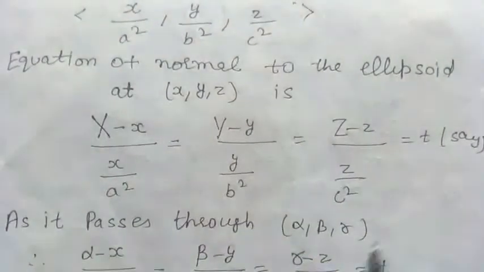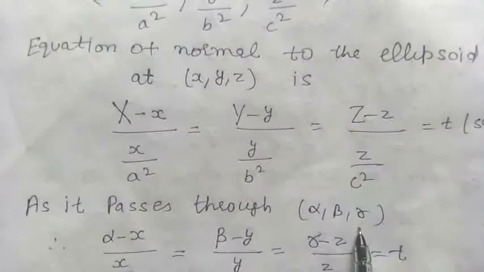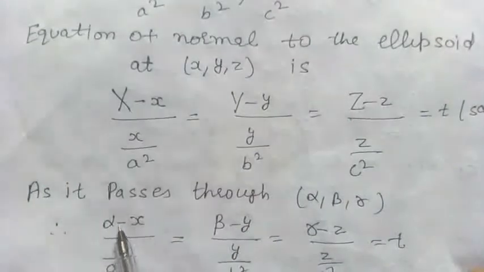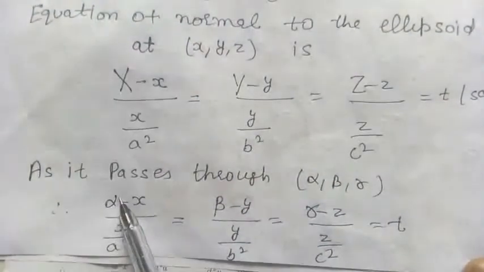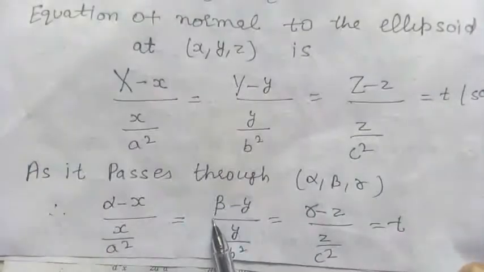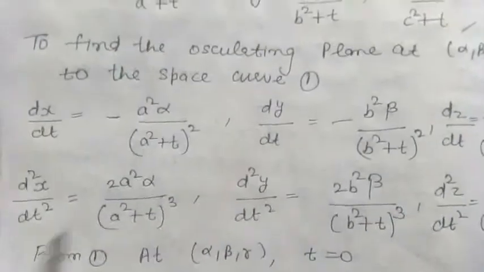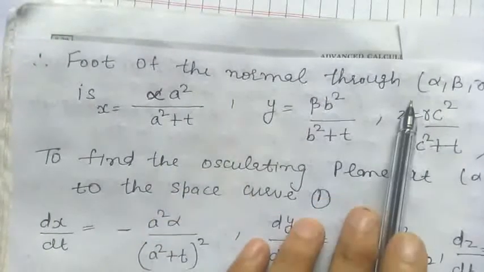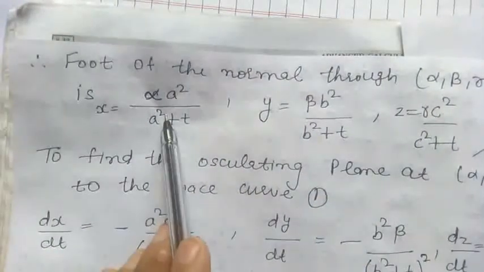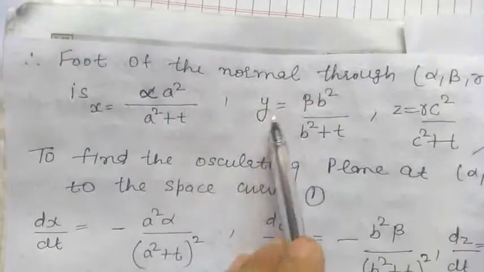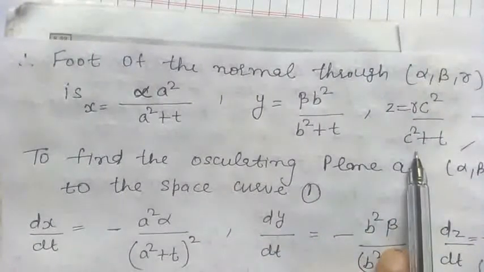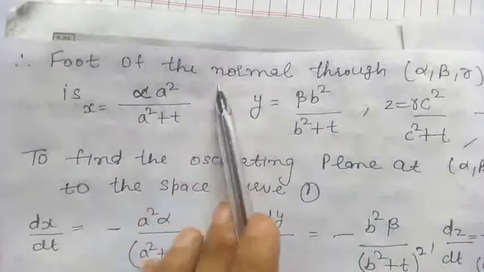Now, as the normal is passing through the point (alpha, beta, gamma), we can replace X, Y and Z by the coordinates alpha, beta and gamma here. Now replacing X by alpha, Y by beta and Z by gamma here, from here we can find the values of the coordinates of the foot of the normal. So the foot of the normal is x equal to alpha a square upon a square plus t, y equal to beta b square upon b square plus t, and z equal to gamma c square upon c square plus t. So in this way we have obtained the feet of the normal.